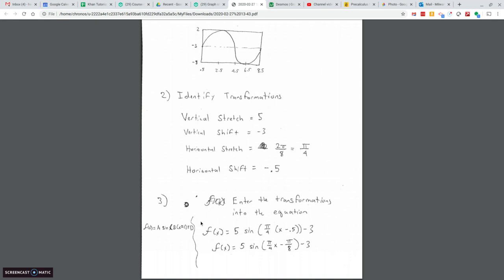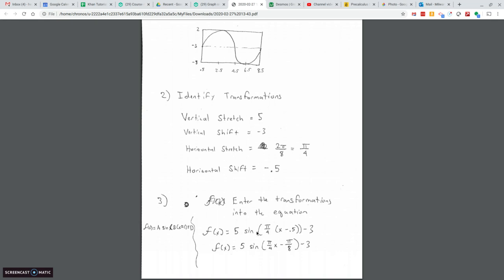Okay, so I'm just going to enter these numbers in. 5 goes here because that's the vertical stretch. -3, the vertical shift, should go to the end of the equation. The horizontal stretch is pi over 4, so that goes inside the parentheses, but outside the one with the x and the horizontal shift. And then the horizontal shift goes inside here. Okay, now so that's the easiest way to take the transformations and plug them into the equation.